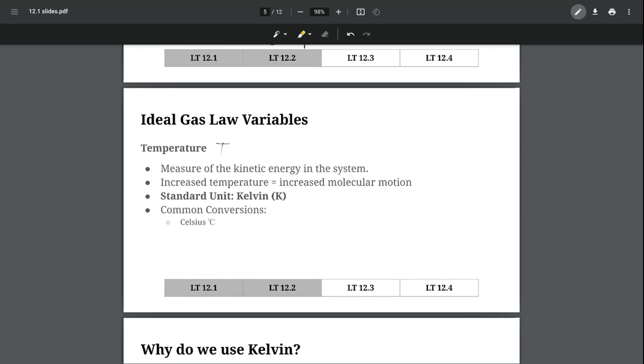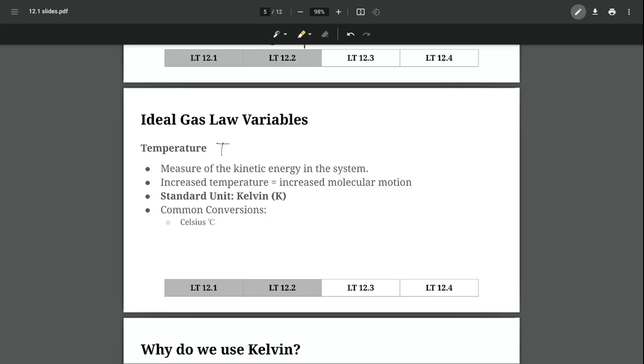Temperature represented with a T in the equation. So we all know temperature is hot and cold, but just a reminder that that's a measure of the kinetic energy in the system, the speed of the molecules. So more speed means higher temp, low speed is lower temp. So we're measuring this in Kelvin instead of Celsius or Fahrenheit.